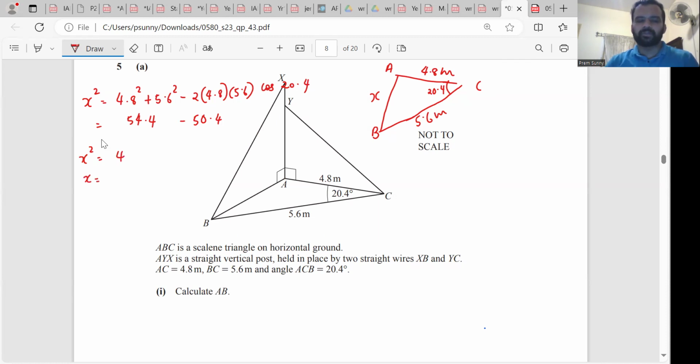Therefore, x is equal to the square root of 4, which is 2. So I got the value for x as 2. Basically, AB I got as 2 meters. So we are done with that. AB, we got the answer as 2 meters.